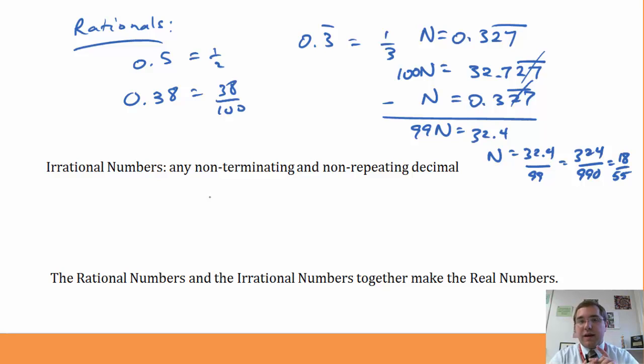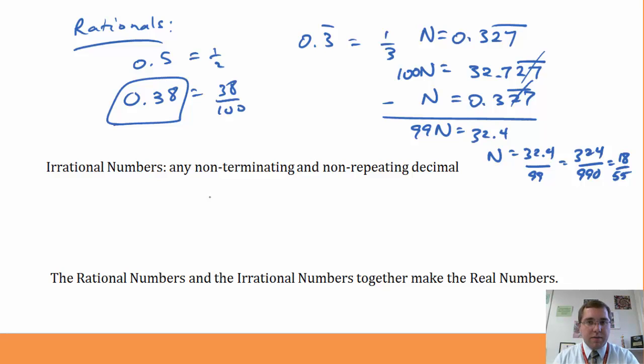So I can take any repeating decimal and I can write it as a fraction, and the process would be exactly the same as that. Okay? So any repeating decimal is a rational number. Any terminating decimal, like 0.38, is a rational number. I can write it as a fraction. So the irrational numbers are anything that do not terminate, do not end, and do not repeat.